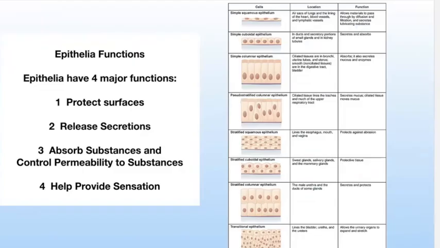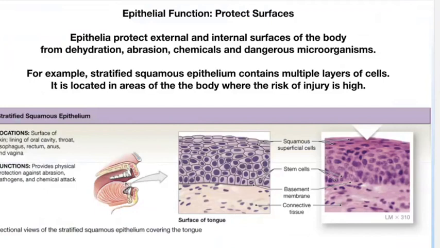Epithelial functions include 4 major functions. 1, protecting surfaces. 2, releasing secretions. 3, absorbing substances and controlling permeability of the body to substances. And 4, helping to provide sensation. Epithelia protect external and internal surfaces of the body from dehydration and mechanical and chemical stressors and dangerous microorganisms. For example, stratified squamous epithelium contains multiple layers of cells, and it is located in areas of the body where the risk of injury is high.